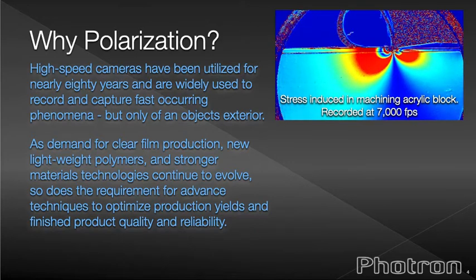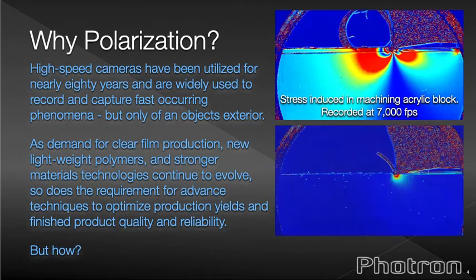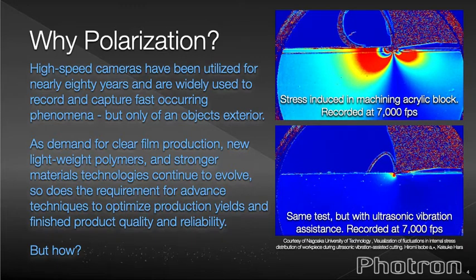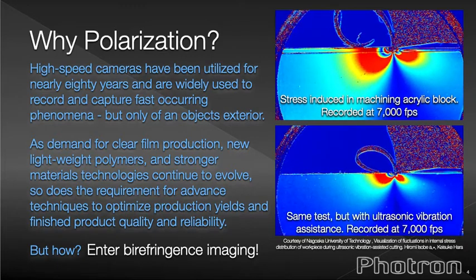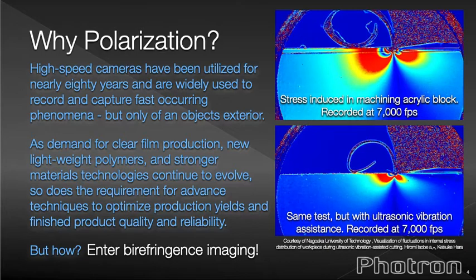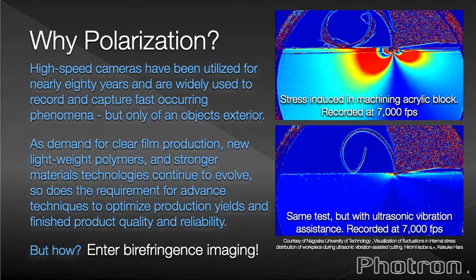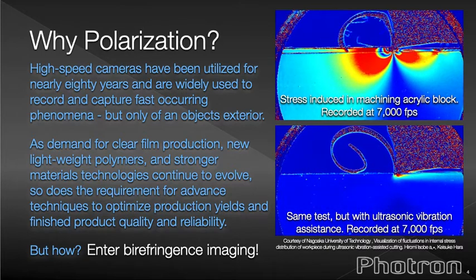This video, recorded with the CRYSTA high-speed polarization camera at 7,000 frames per second, shows how stress is distributed when a piece of transparent acrylic is machined. The second video shows how subjecting the same test piece to ultrasonic vibration during the cutting significantly reduces the stress. How else could you so clearly demonstrate this improvement?